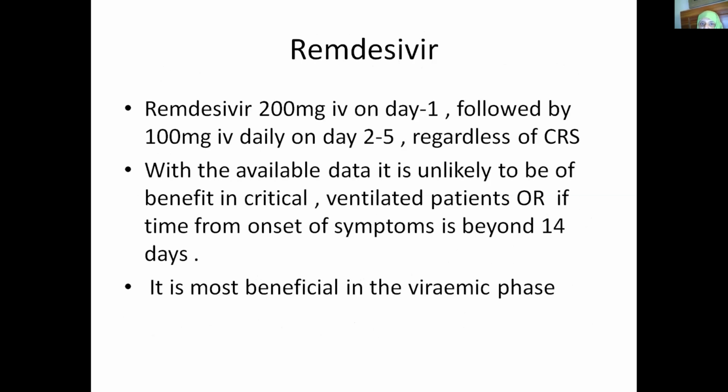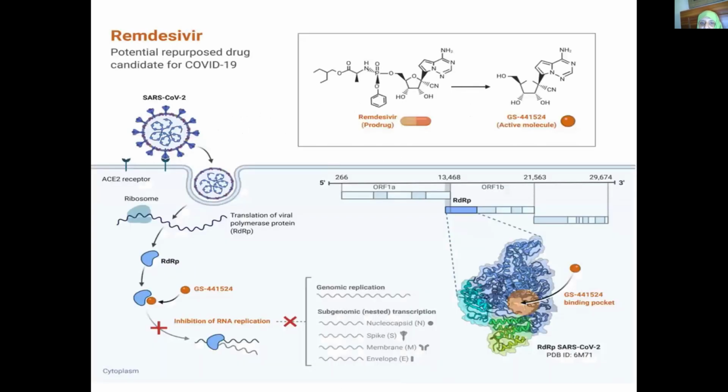Remdesivir is emerging as the antiviral drug which has shown some promise in decreasing viral shedding. When you give it, you start at a dose of 200 milligram IV on day 1, followed by 100 milligram IV daily for day 2 to 5. We are not using it for ventilated patients. We are seeing that it is not affecting them at all. And the data from international literature also shows that there is minimal effect on ventilated patients. It is most beneficial when it is used in the viremic phase, that is the first 10 days of illness, and it's basically a repurposed drug which inhibits viral RNA replication.